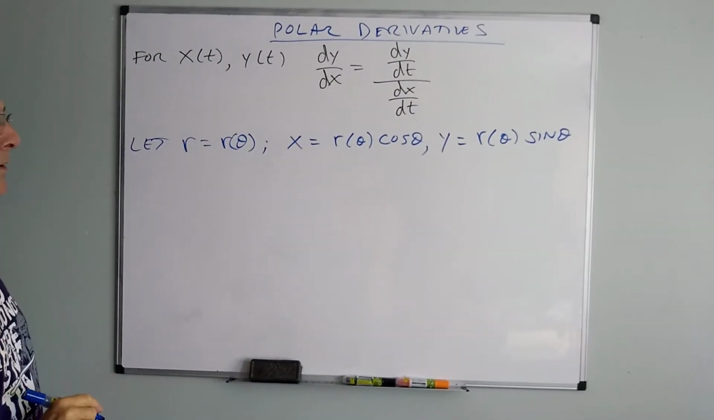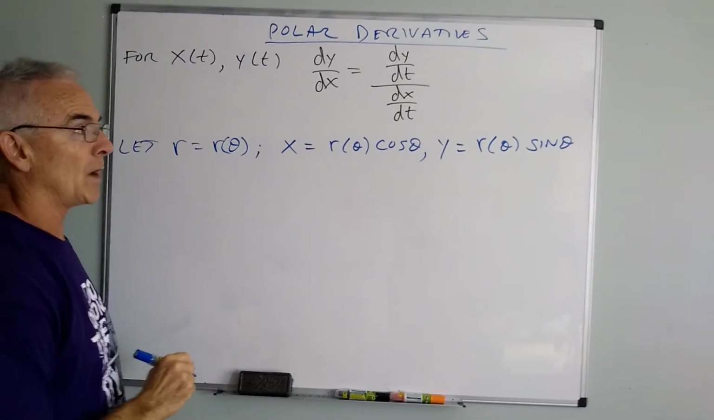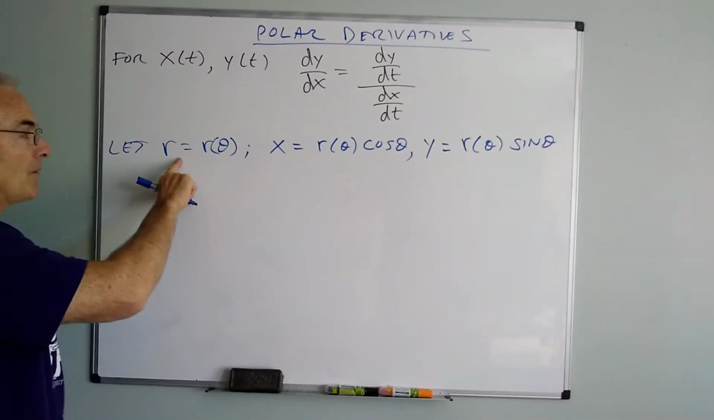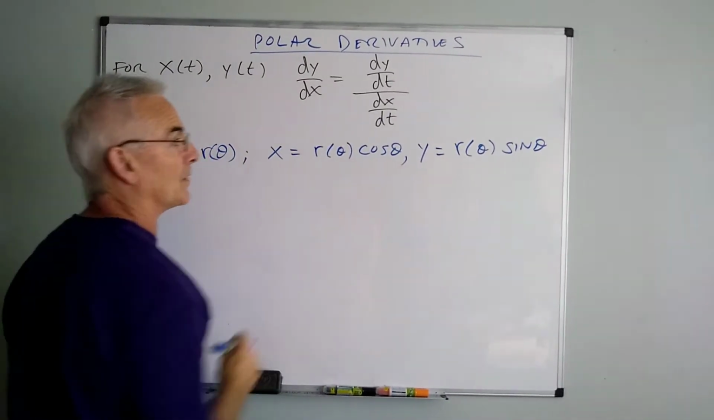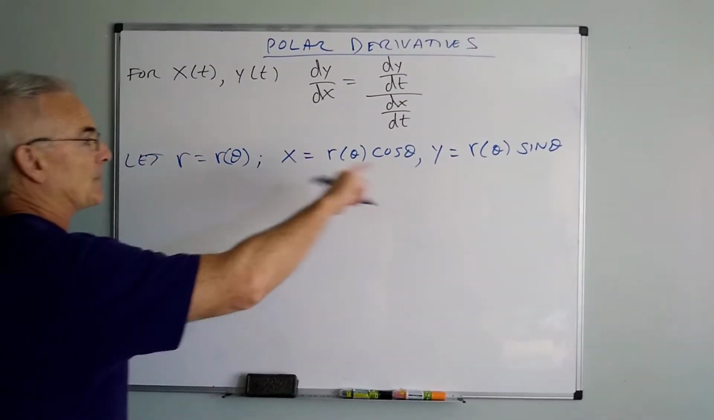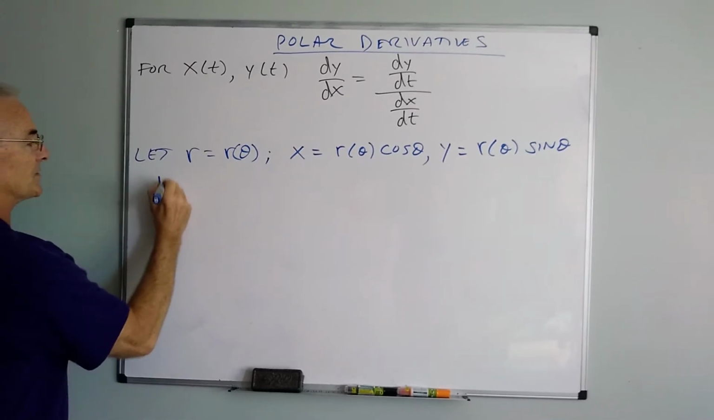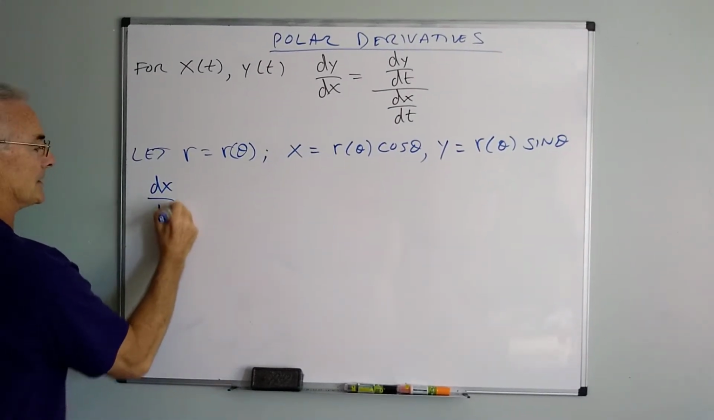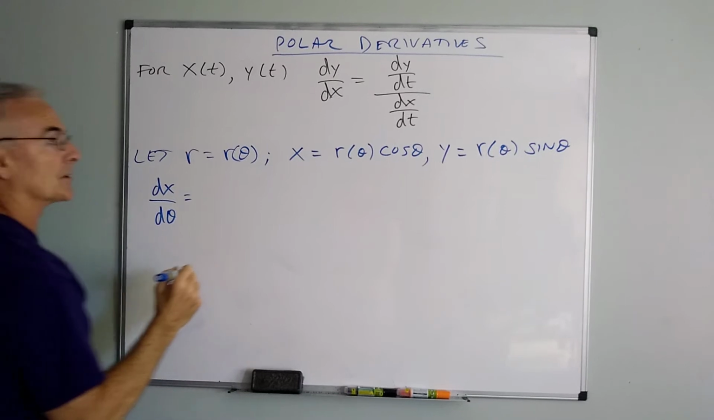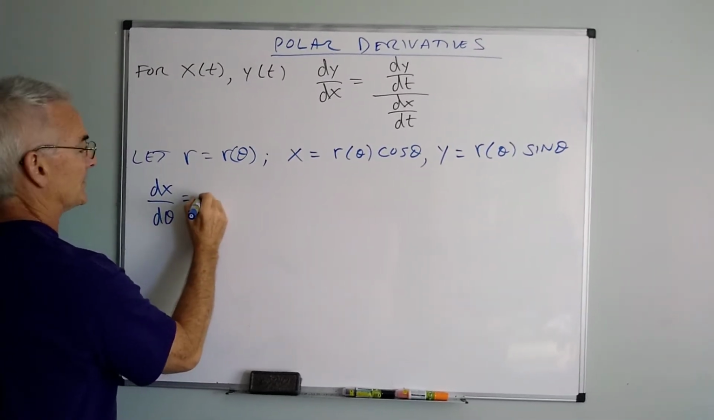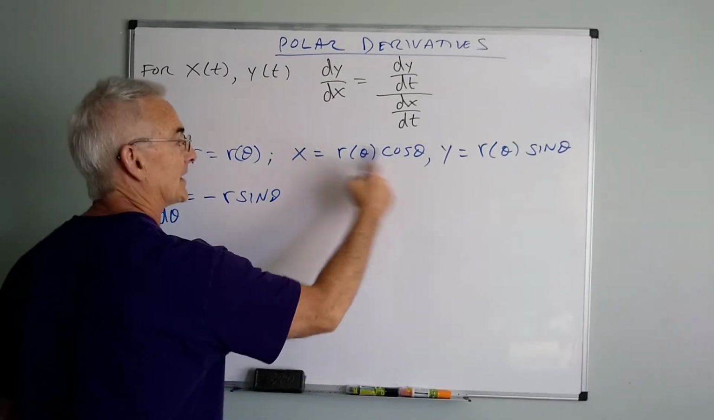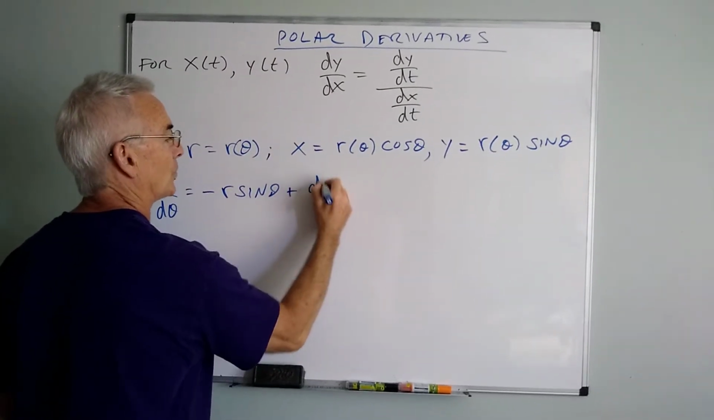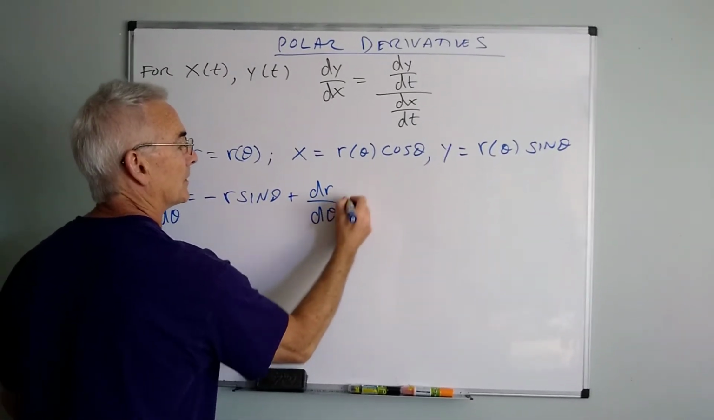Now for polar coordinates, x equals r cos theta and y equals r sin theta, but if we think of r actually as a function of theta, then x and y ultimately are functions of theta. So using the same reasoning, what's dx/d theta? I just simply use the product rule, so the first times the derivative of the second would be negative r sin theta, and then the second times the derivative of the first, I'll write it in this order, dr/d theta cos theta.